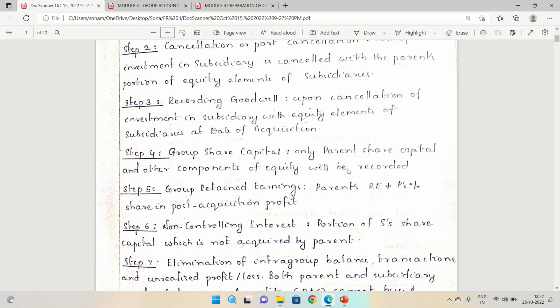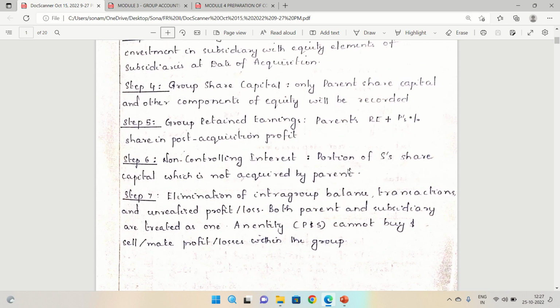Then step 5, group retained earnings. So we have a working note to see how group retained earnings are calculated. Just for now, understand it as the parent company's retained earnings plus the parent company's proportionate share in post-acquisition profit. We'll discuss that later.